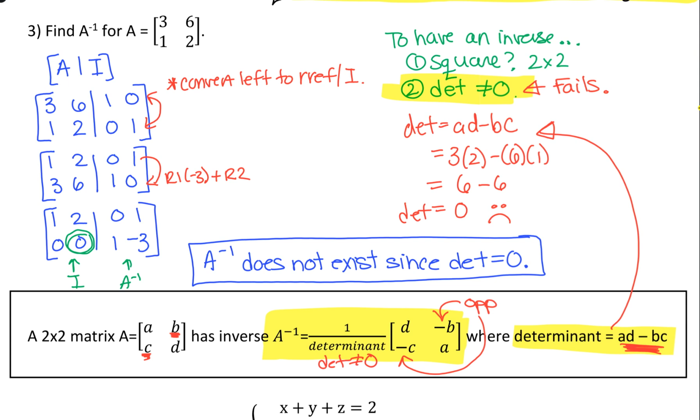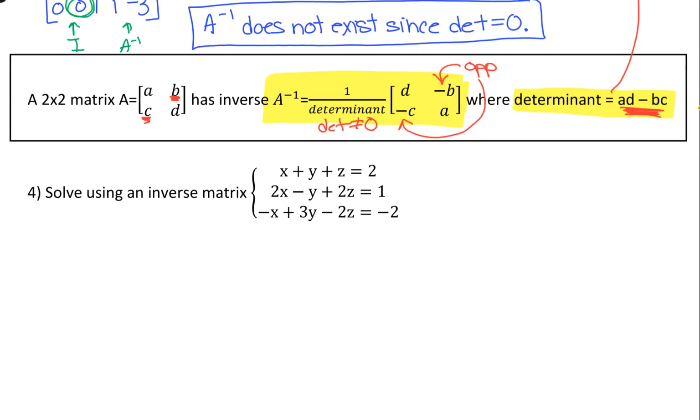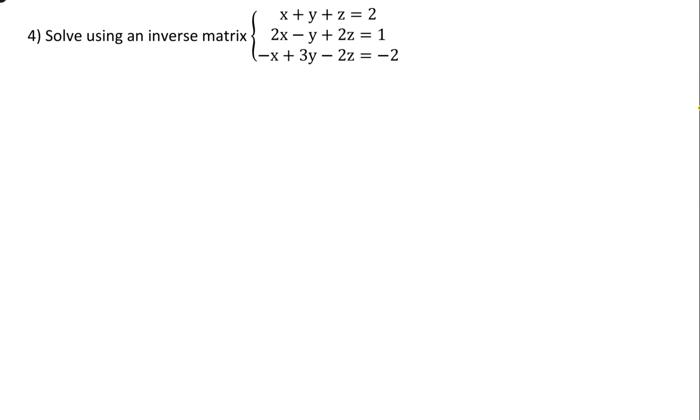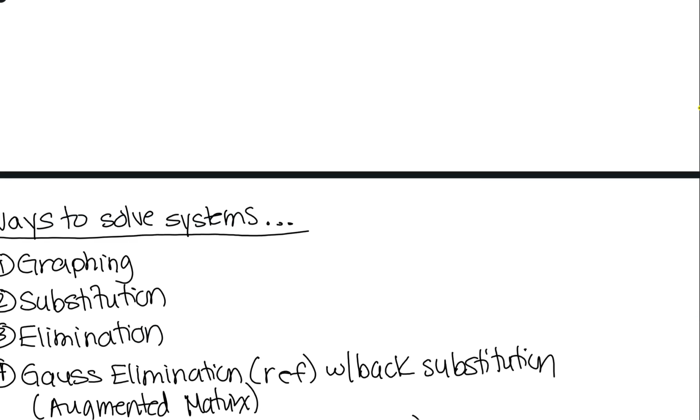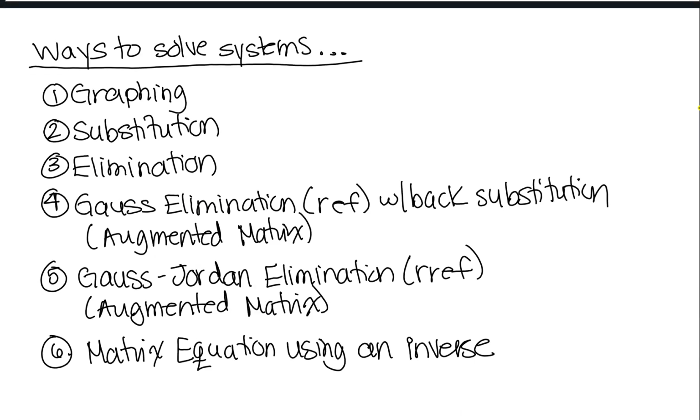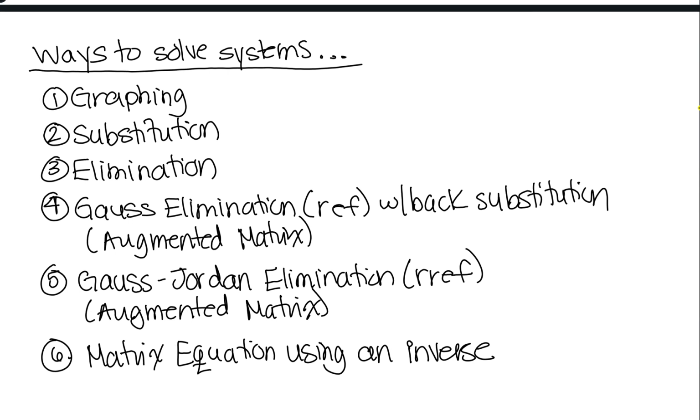All right, I know this is a lot of information, but we have one more example to do, and this is solving using an inverse matrix. We have a bunch of different ways to solve systems of equations already. So let's quickly look at those. These are the ways that we already know how to solve systems of equations. All 3 of these you learned in Algebra 2: graphing, substitution, and elimination. Numbers 4, 5, and 6 are new.